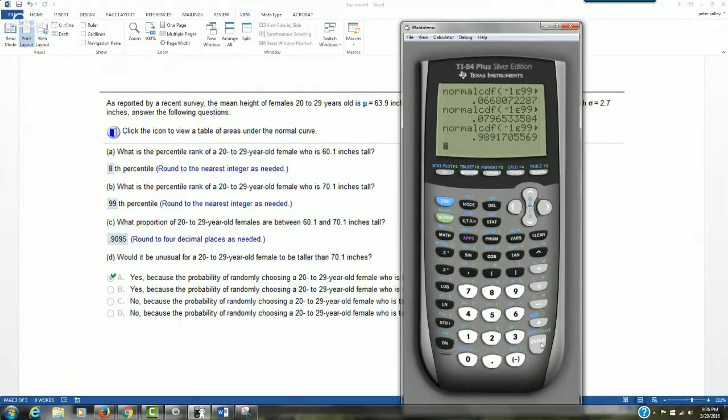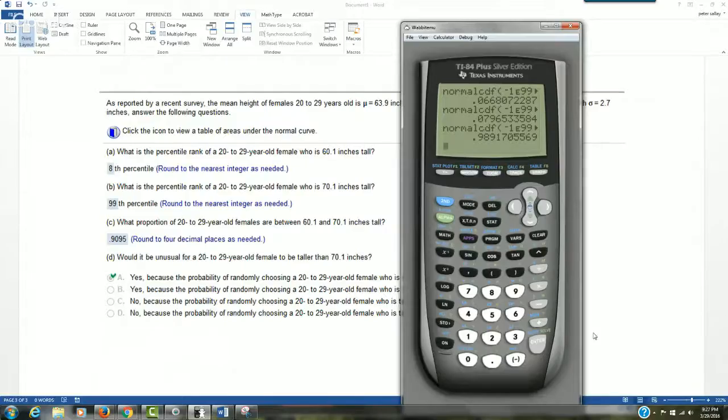What proportion are between? Okay, so this time it's asking for the percent. The percentile is like a whole number representation, but part C is asking for the exact same thing. It's just this time it gives me an upper and lower bound. So norm, okay, 60.1, 70 point, okay, so all that, and just update, and ta-da! So 90.9095, so about 91%.